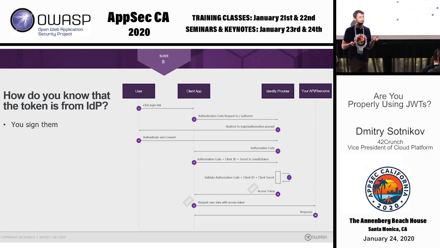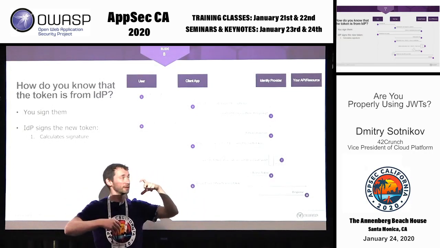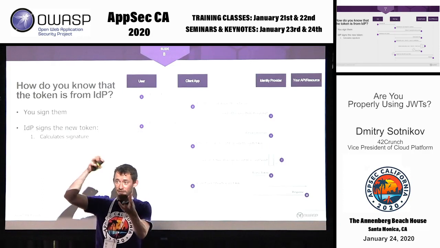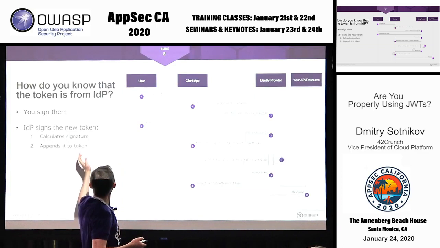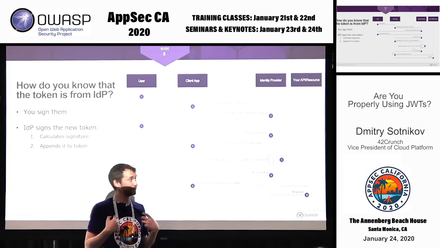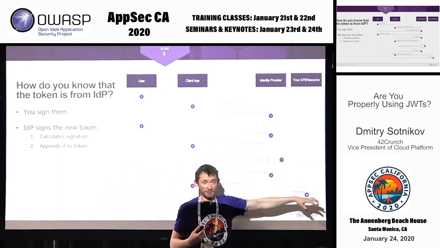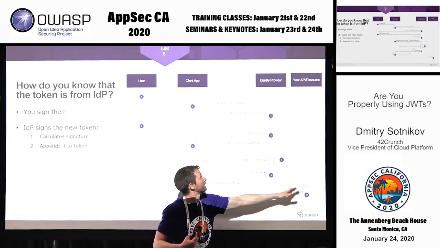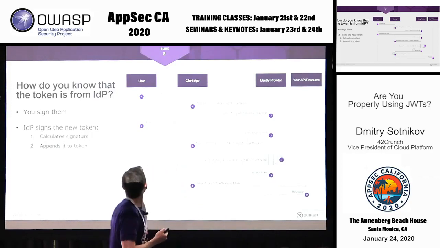You use cryptography. And so the identity provider has that JSON that it wants to let the application use. It calculates a JSON, puts whatever data about you that it wants to put. Then it calculates the signature, and it appends it to the token. And it uses the key specific to that identity provider. And your resource knows that key. It knows that it can trust that identity provider, so it can verify the signature.